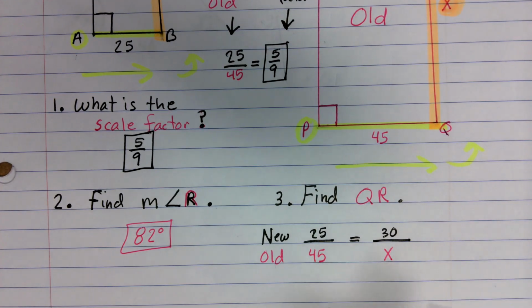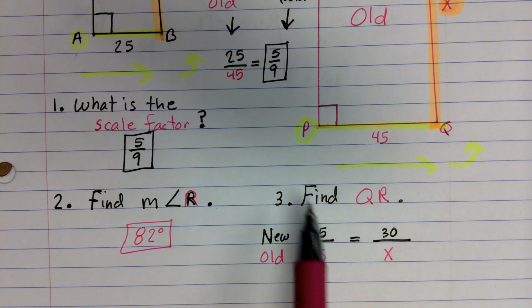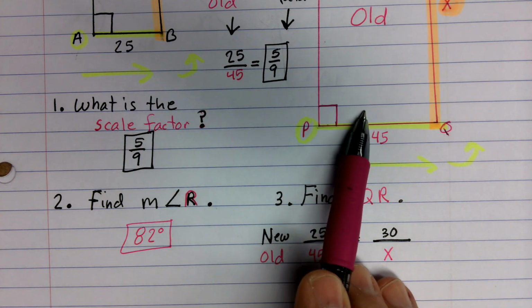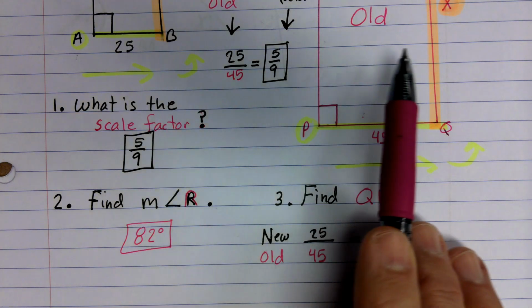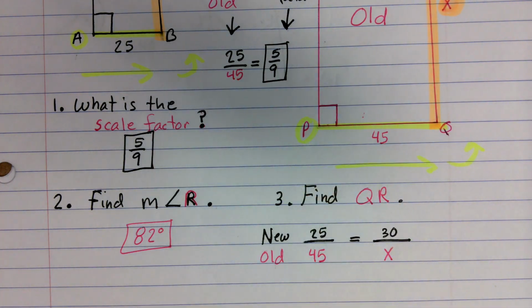So notice I was careful to keep my new values together and my old shape's values together. And then I have them connected with each other depending on their location. The 25 and 45 are both this same side that are proportional to one another, while the 30 and the X are these two sides, in orange, that were proportional to one another.